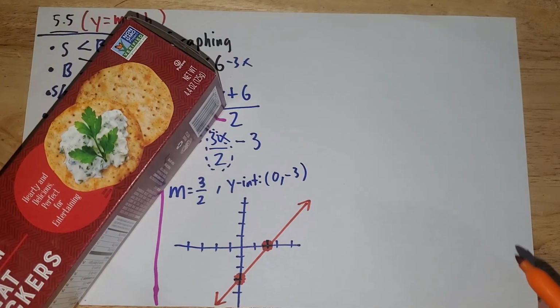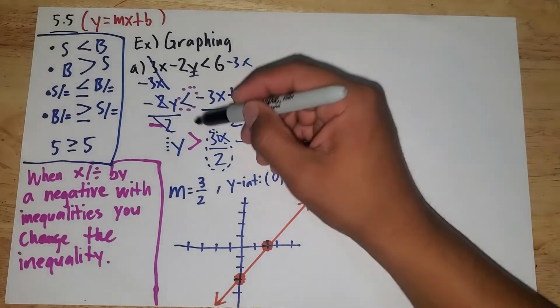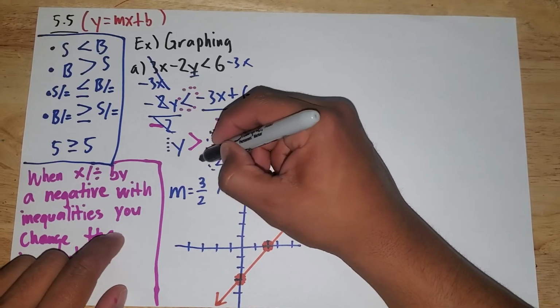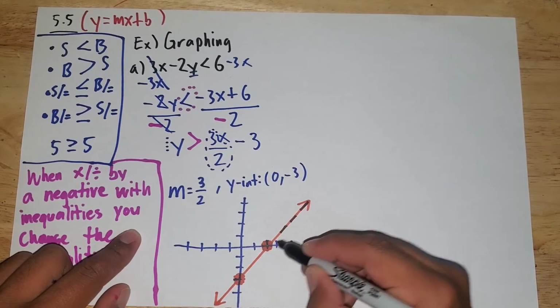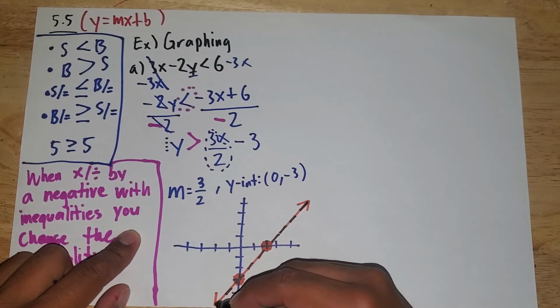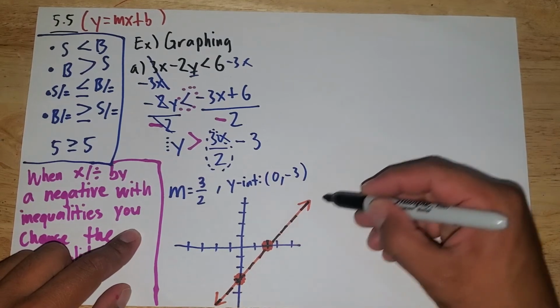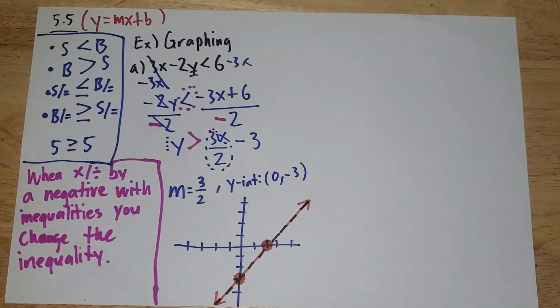But I actually did this wrong. The reason it's wrong is that now we have to start introducing the idea of this inequality. There is no equal to part in this, so this is technically supposed to be these broken lines. Hopefully you'll be able to see them. It has to be a dotted line. It can't be a solid line because it's not equal to. So that's really important.